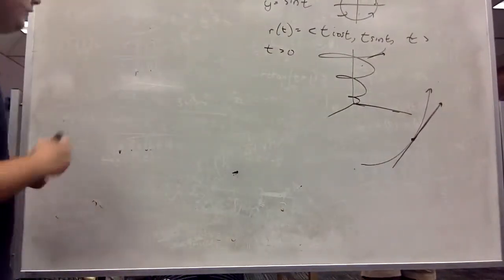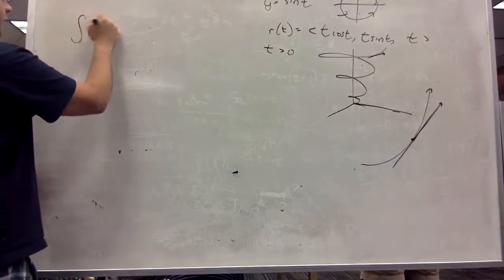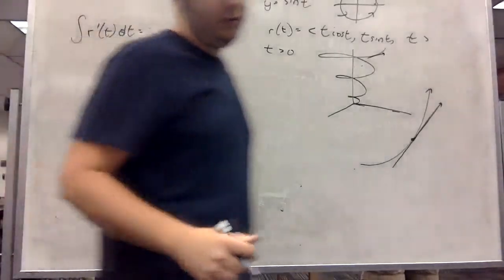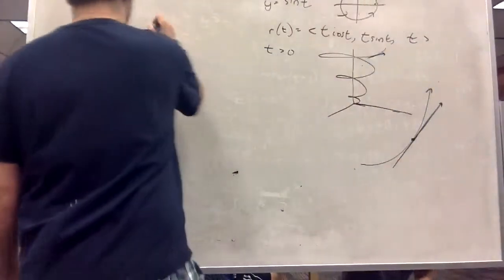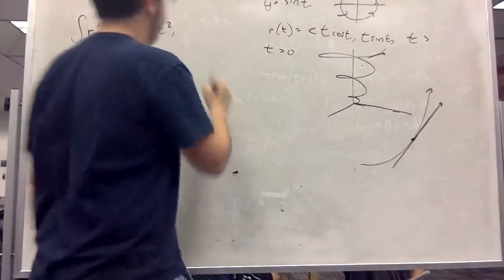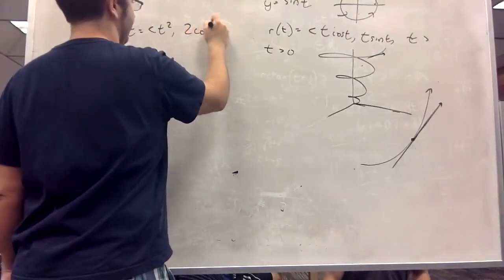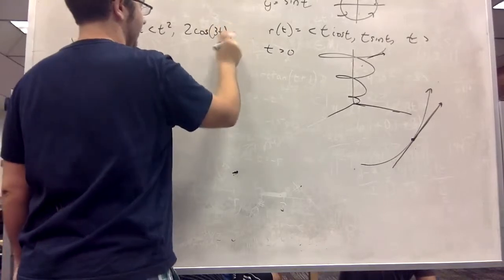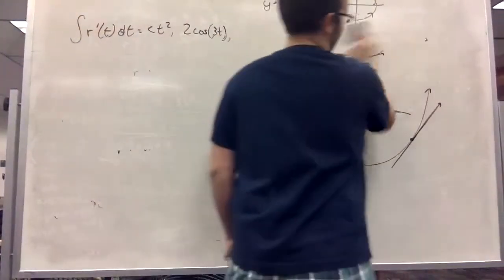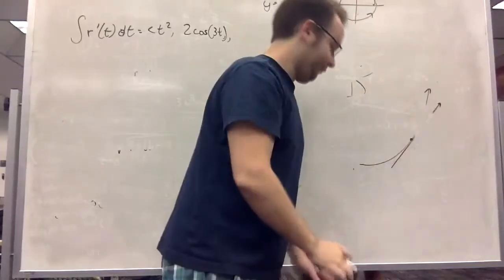So we're going to integrate that first guy. I'm going to integrate r prime of t. The integral of 2t is t squared. The integral of negative 6 sine 3t would be 2 cosine 3t. And the integral of this third guy, what is the integral of tangent of t plus pi over 4?